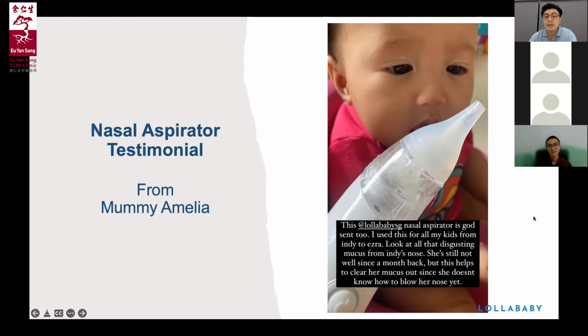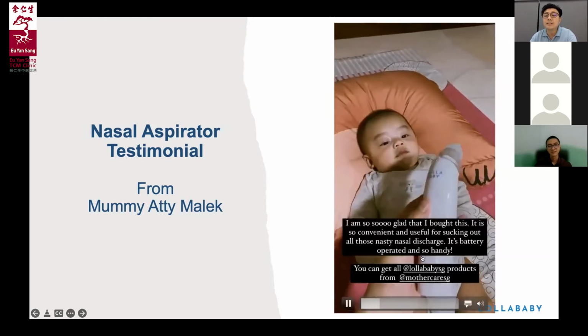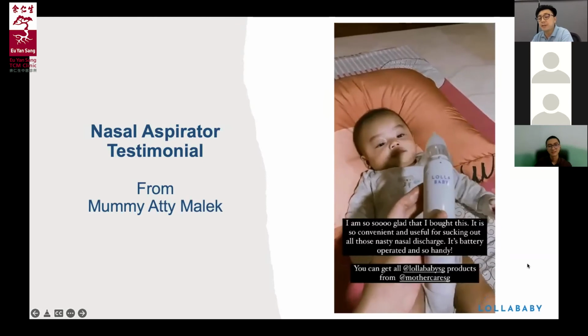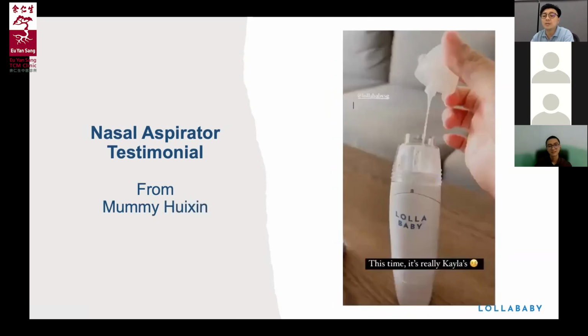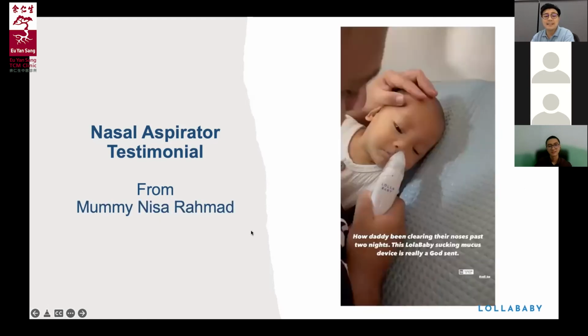Right. And another testimony from Mami Ati Malik. She says she's so glad that she bought this, and it's convenient for her to suck out the nasty nasal discharge. And it's battery operated, so you can use this while you're out as well, not only at home. And then the next testimony from Mami Hui Sing. This shows the amount of mucus that's collected, and to her this is the best investment, right? And another testimony from Mami Nisa.